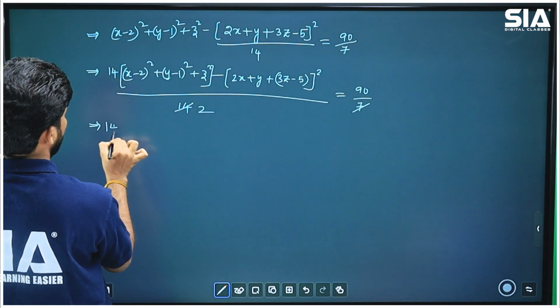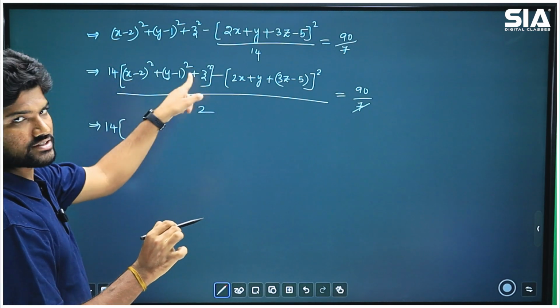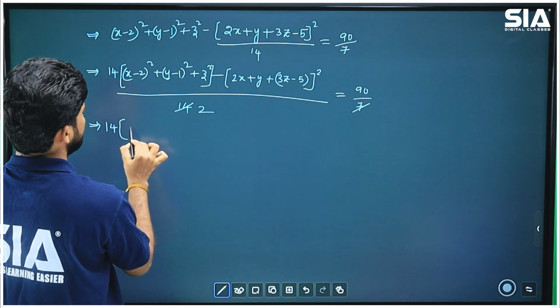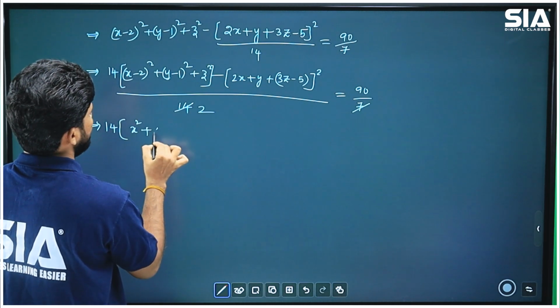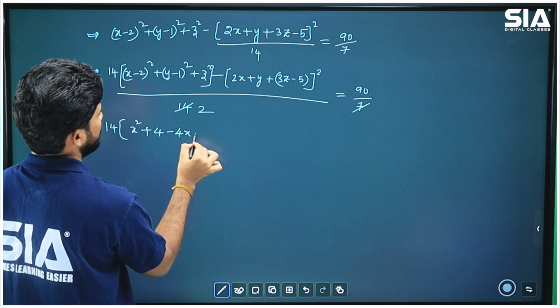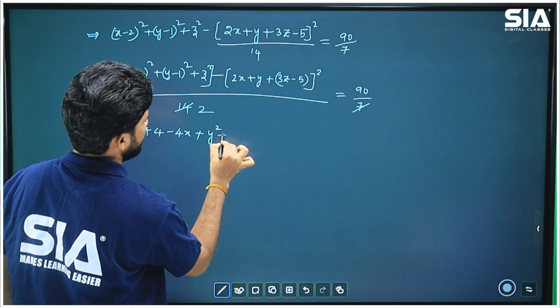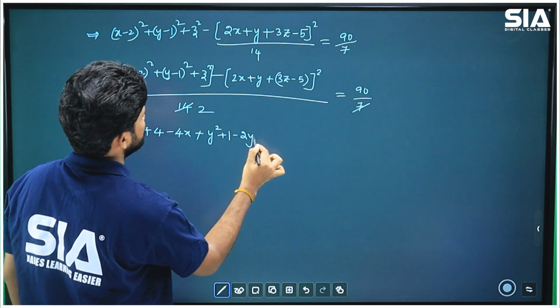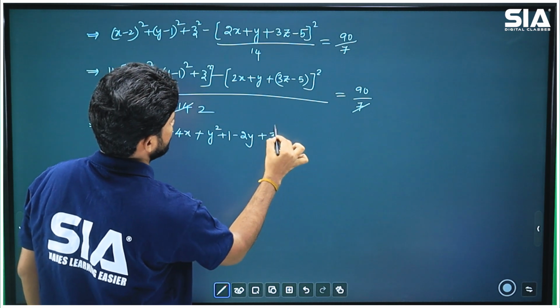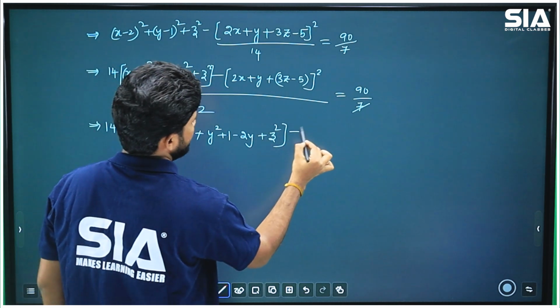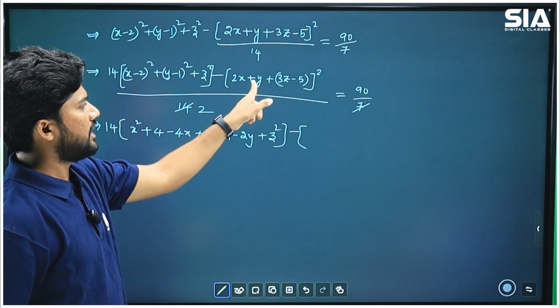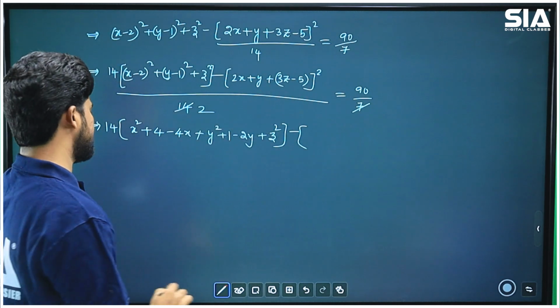Now I am writing 14 into, expand these values with the (a - b)² formula: x² + 4 - 4x, and (y - 1)² is nothing but y² + 1 - 2y, plus z². This is a value, minus, here the (a + b + c)² formula.